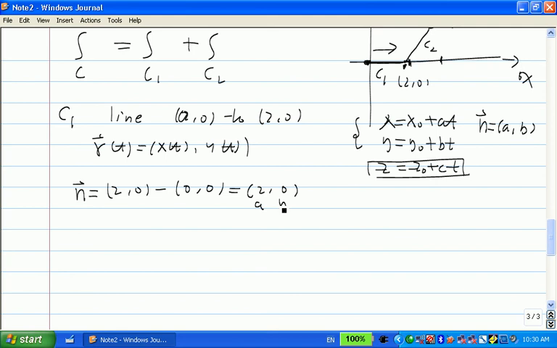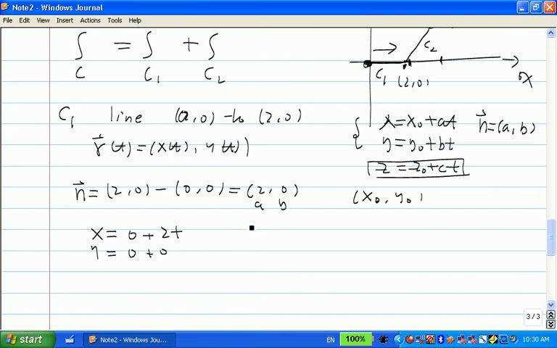What is x naught, y naught? X naught, y naught is any point on the line, right? Now we can write it. X equal to, we use this point, the origin, 0 plus at, which is 2t. Y equal to 0 plus 0 times t. This is just 0.